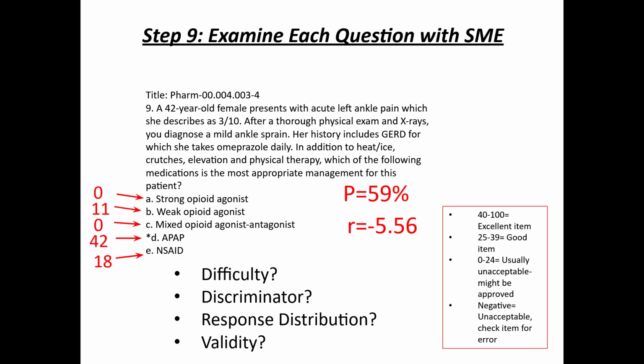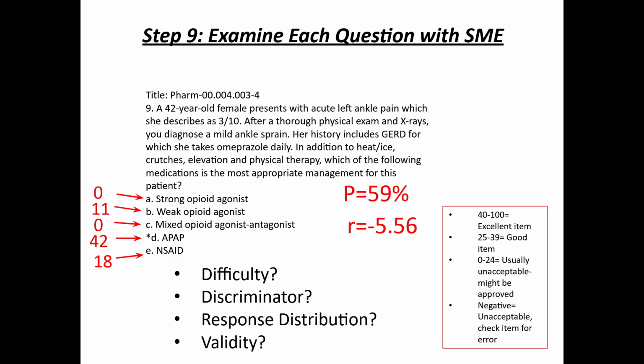So nobody wanted to give a strong opioid agonist. Nobody threw Dilaudid at the mild ankle sprain. That's good. Nobody wanted to give a mixed opioid agonist-antagonist. The majority wanted to give Tylenol, APAP, which is what I was hoping they would do. But 18 wanted to give an NSAID. So that's obviously wrong. And 11, though, wanted to give a weak opioid agonist. Well, okay, I can kind of see that.